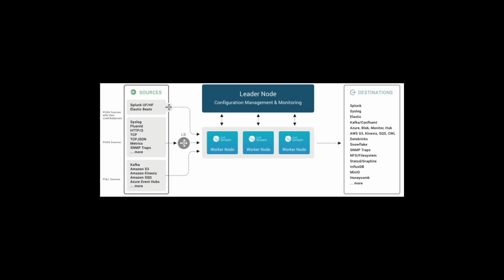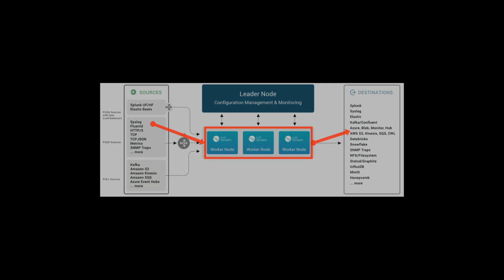In the Stream distributed model, there are two main components, a leader node and one or more worker nodes. The leader node is responsible for configuration management and monitoring of the software. The workers do the actual data processing, taking data from our sources, processing it, and routing it to one or more destinations. In this example, we'll be installing one leader and one worker node.